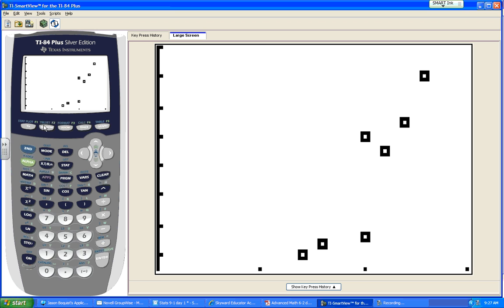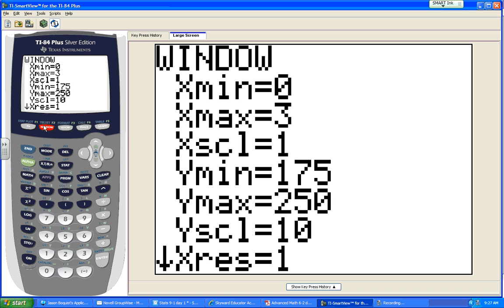All right, well, let's check our window and see what's going on. 0 to 3 seems okay, right? And we did 175. Do we have any below 175? Nope. And then we go up to 250. Well, I'll expand mine a little bit and see if maybe the box is just too big and it's not showing up. And let's see if this is a problem. We'll just send that back to 1.